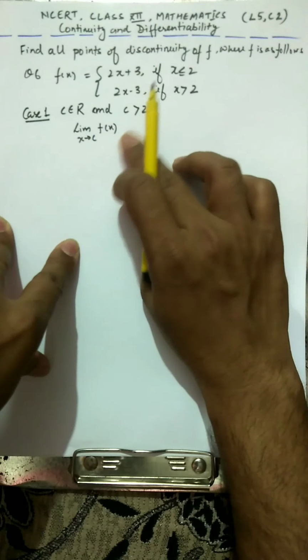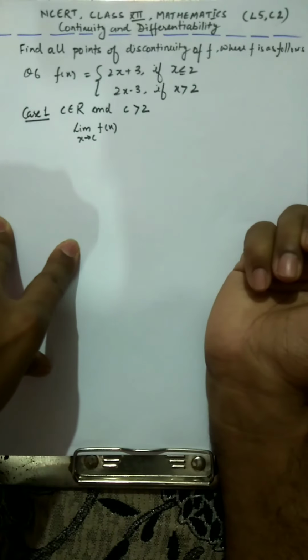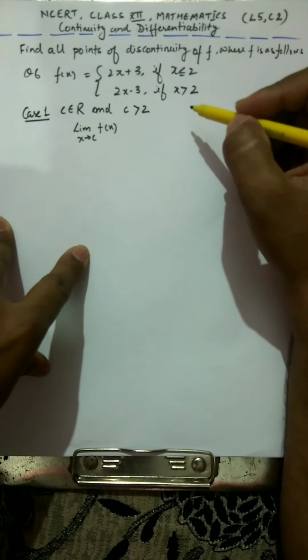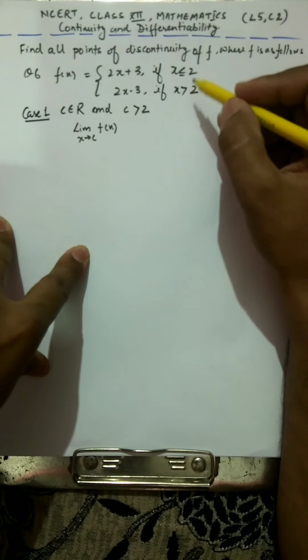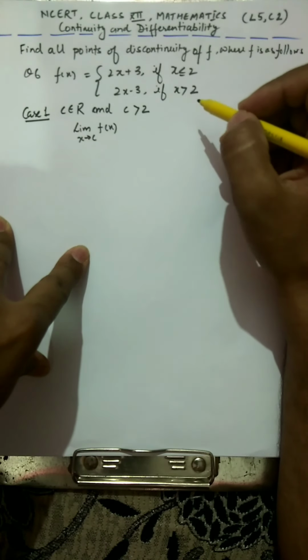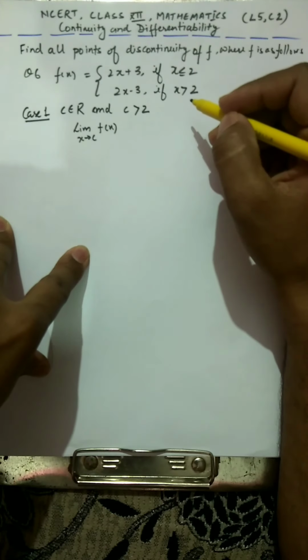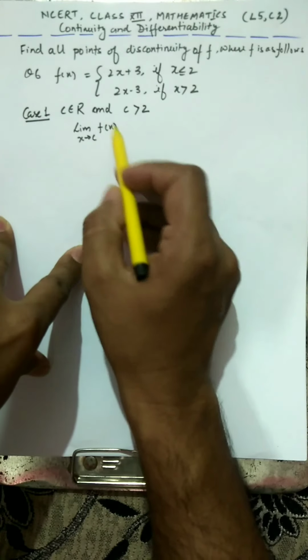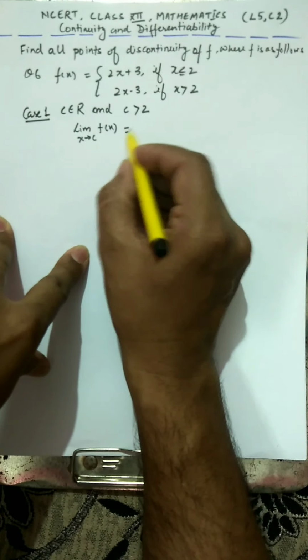If the function is 2x minus 3, then there is no need to calculate the left hand limit and right hand limit, because we calculate the left hand limit and right hand limit only at that point where from the right hand side the function's value is different, and from the left hand side the function's value is different. But here for all c greater than 2, the value of the function will remain the same. So we'll just simply calculate.